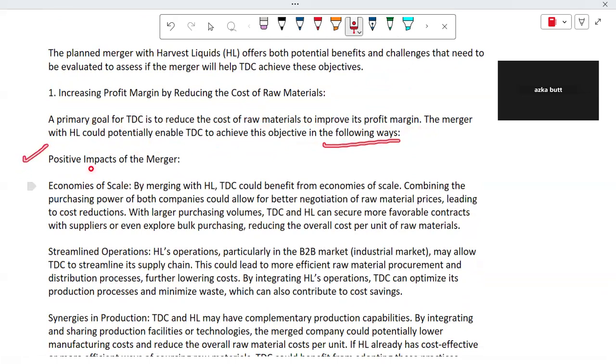The positive impact: economies of scale. By merging with HL, TDC could benefit from economies of scale. Combining the purchasing power of both companies could allow for better negotiation of raw material prices, leading to cost reduction. With the larger purchasing volumes, TDC and HL can secure more favorable contracts with suppliers or even explore bulk purchasing, reducing the overall cost per unit for the raw material. And this is the foremost and primary objective for TDC.